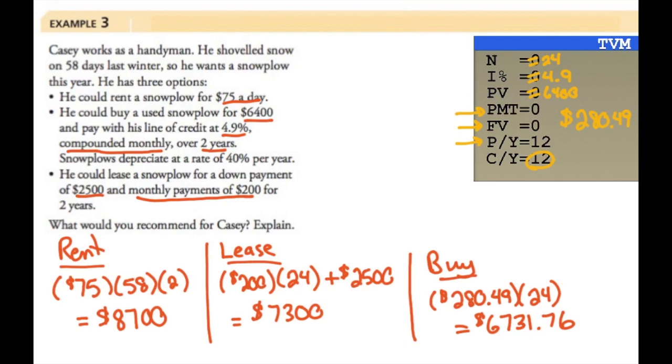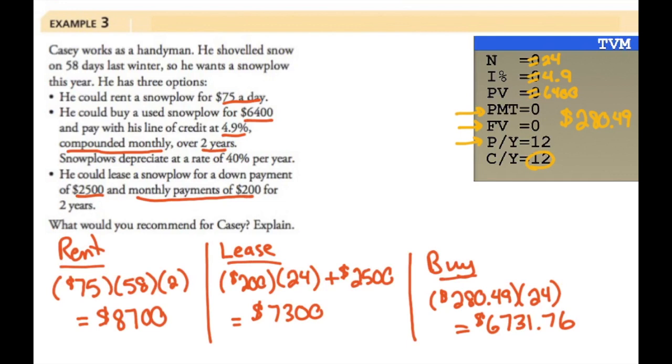So in this case, not only is buying the snowplow the cheapest option, it also has the added advantage of Casey having this asset in his hand once the 2-year payments are done. So he can choose at the end of the 2 years to turn around and buy a different snowplow. He would then have to make monthly payments on that. Or he could say that, you know what, this snowplow is good enough, I'm going to keep using it, and he would have absolutely zero cost added at the end of the 2 years.